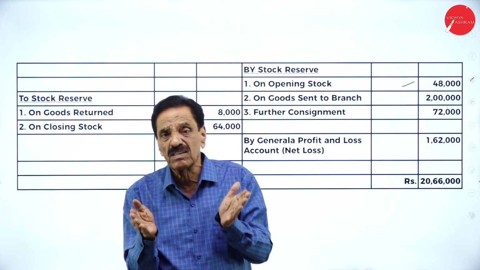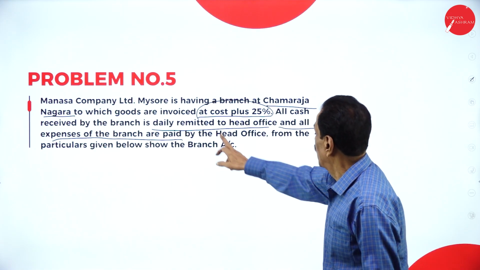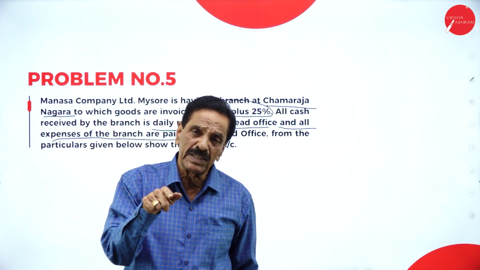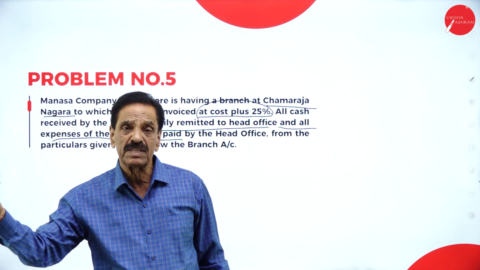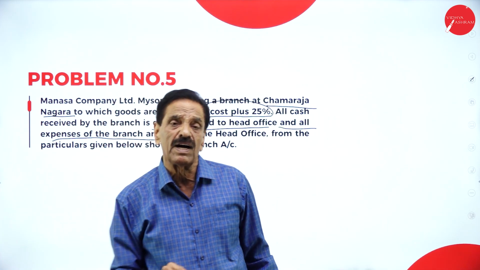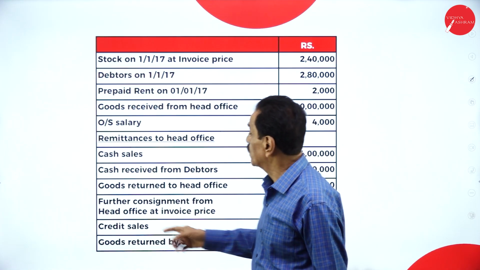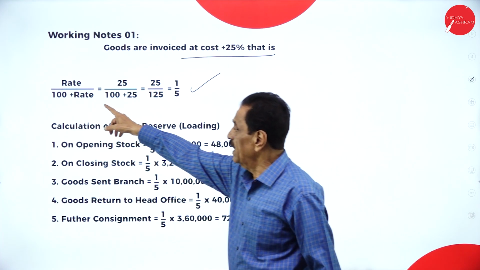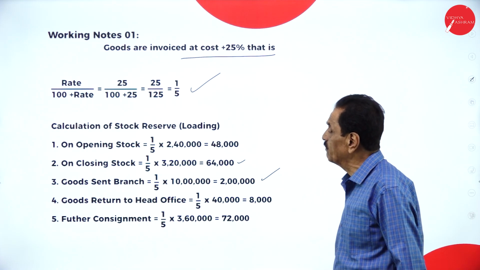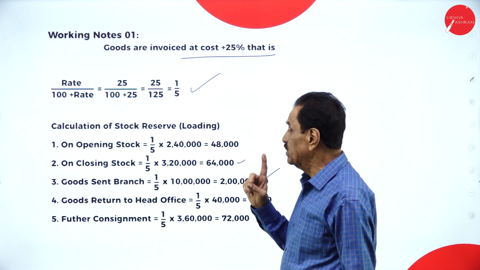Goods are sent at cost plus 25%, as this problem says. If the cost is 100, profit is 25, and 125 is the invoice price or selling price. For 125, profit is 25, therefore it is 25 by 125. I work it out now: rate 100 plus rate 25, 100 plus 25 is 125, so 1/5. For every 5 rupees of invoice price, 1 rupee is the profit.